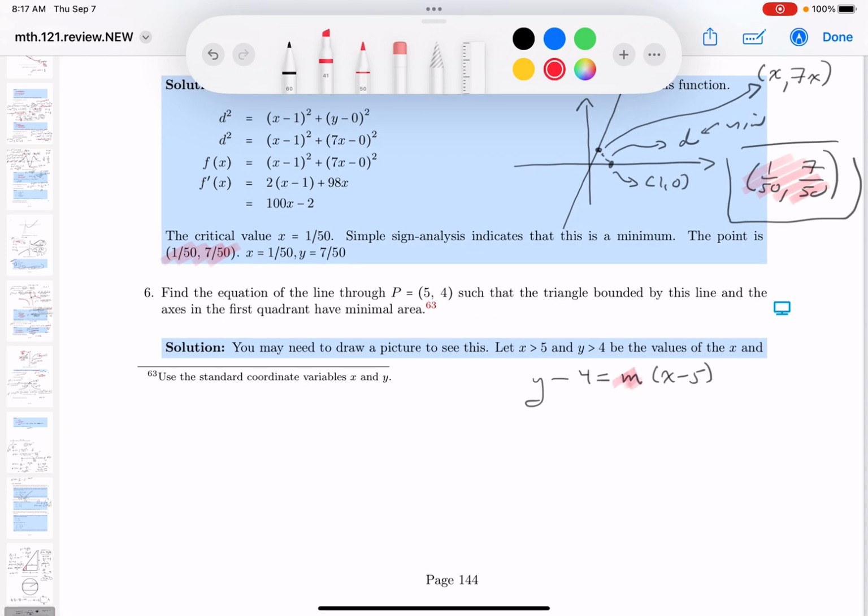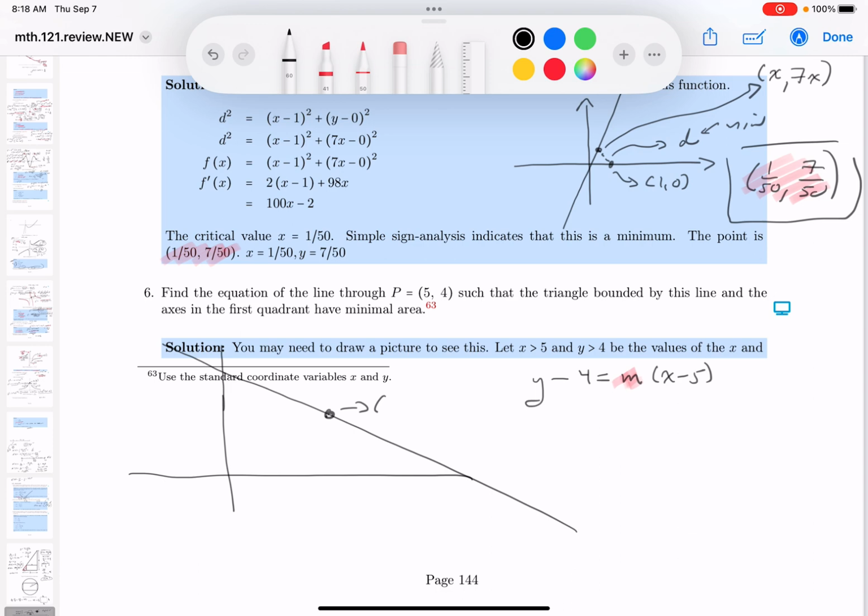Let's take a look at what the question says, though. They want you to find a line that goes through that point. And what they want to do is, let's read it. A triangle bounded by this line and the axis in the first quadrant, that's going to be something I can visualize now. All right? So 5, 4, put it over here. I'm going to draw a line through that cuts a rectangle. I'm sorry, a triangle.